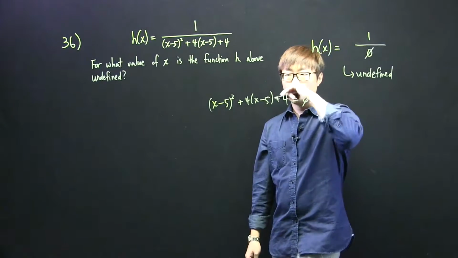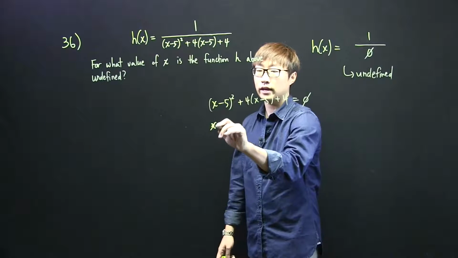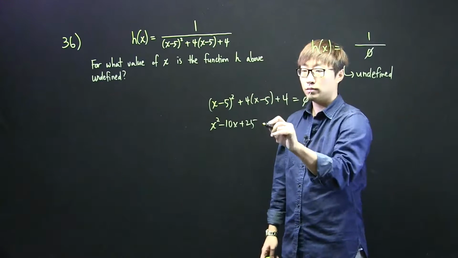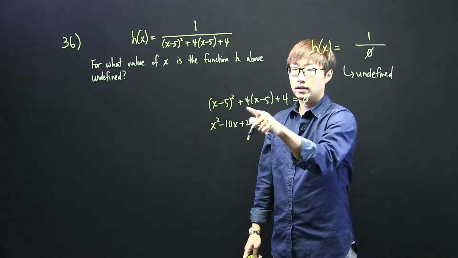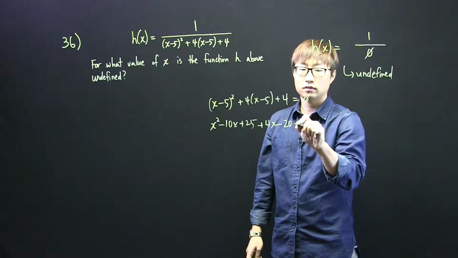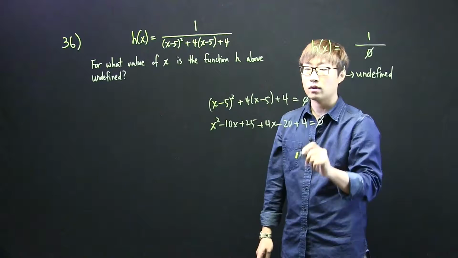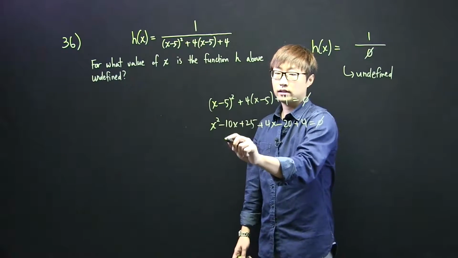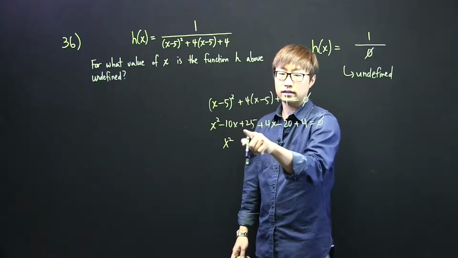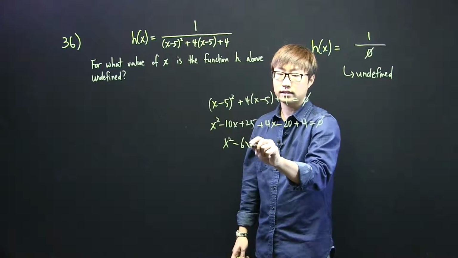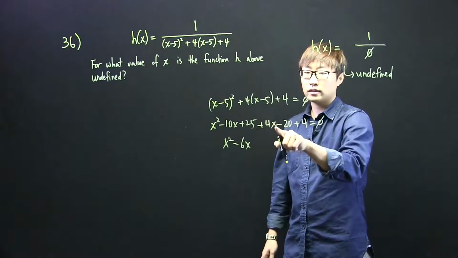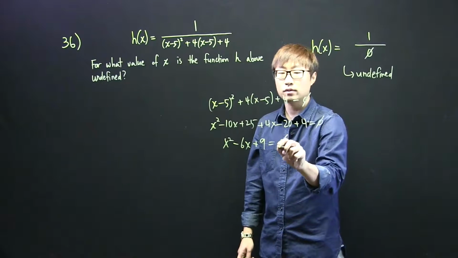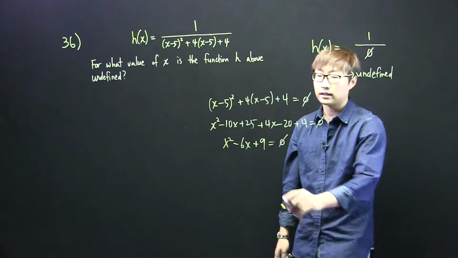Okay, so we're going to go ahead and FOIL this one out. So x squared plus 10x plus 25, and then plus 4x, minus 20, plus 4, equal to 0. And we'll just add the like terms. x squared stays the same. Negative 10x plus 4x, so minus 6x here. And then 25 minus 20 is 5, plus 4 is 9. That's equal to 0. Pretty simple to factor, right?